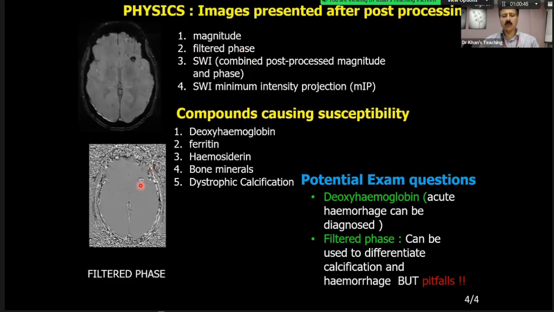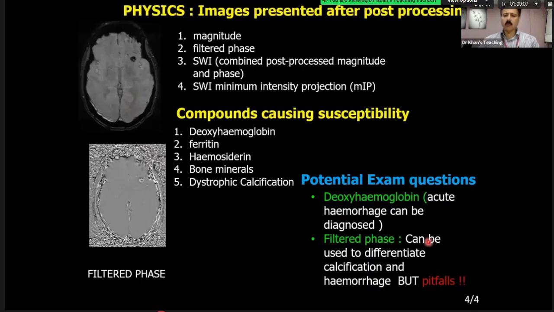And basically, you have to develop your eyes on your own scanner because it's very complex. Physics is complex, and then windowing and inversion of images and things like that. That is why I say it is beyond FRCR 2B. But if the examiner asks you, at least you should know this theoretical answer, that yes, a filtered phase image can be used to differentiate between calcification and hemorrhage on a susceptibility weighted image. And in the same breath, there are many pitfalls also.